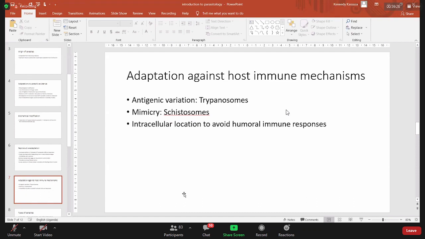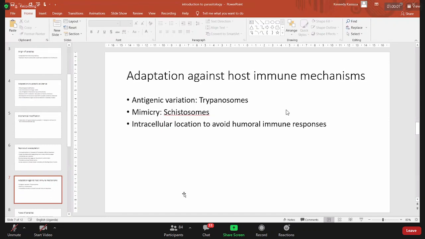So each time they change the surface coat, the host recognizes the new variant as a new organism, and it has to start making an immune response against the new variant. And as soon as the immune system is in place for this variant, then the parasite again changes the surface coat, and the cycle continues and continues.